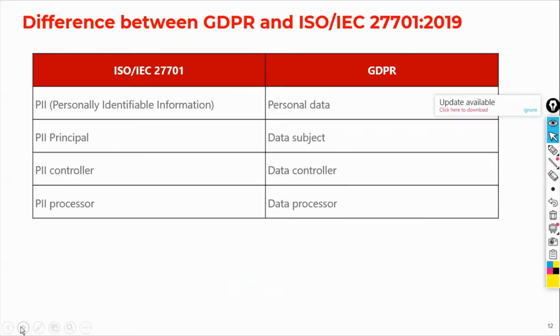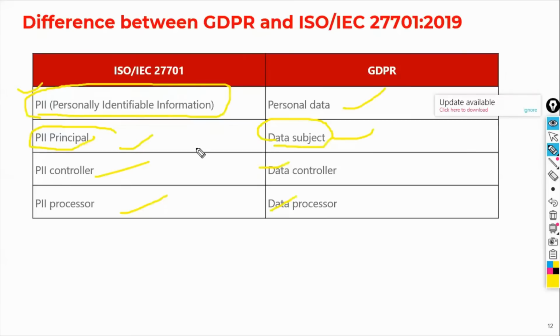Difference between GDPR and ISO 27701. In the GDPR, they say personal data. ISO 27701 calls it personally identifiable information, short form PII. The personal data or PII is the same. Data subject and PII principal are the same, whose data is being collected. Data controller, PII controller; data processor, PII processor. So we need not be confused by seeing these words, like somewhere it will be written PII principal. PII principal is the same as the data subject. In the same way, PII controller would be the same as the data controller, and PII processor would be the same as the data processor. So we need not be confused by these kinds of terminology.